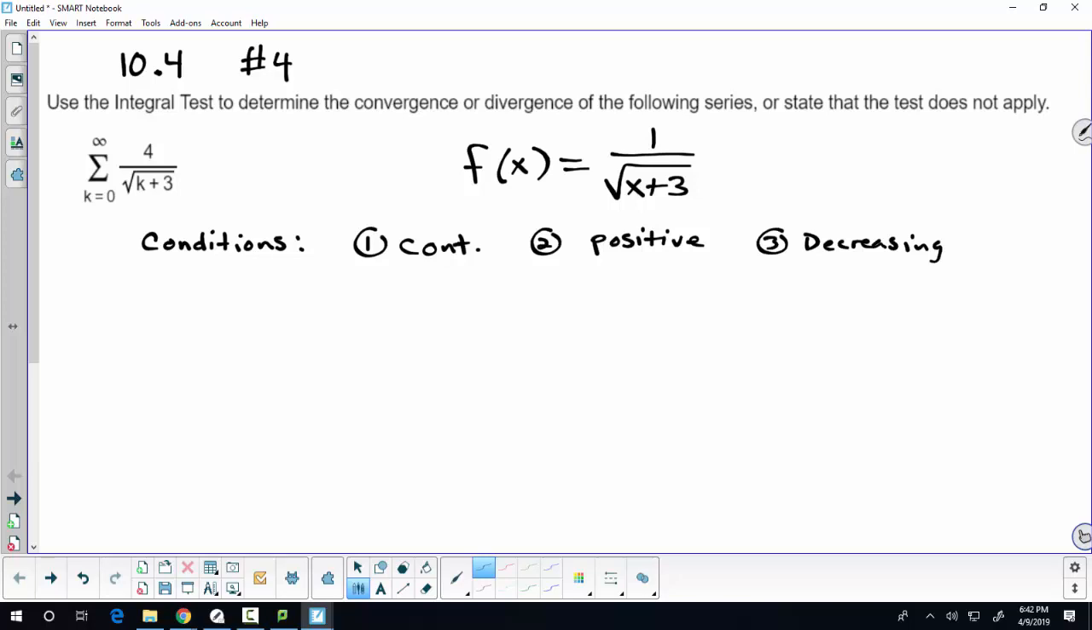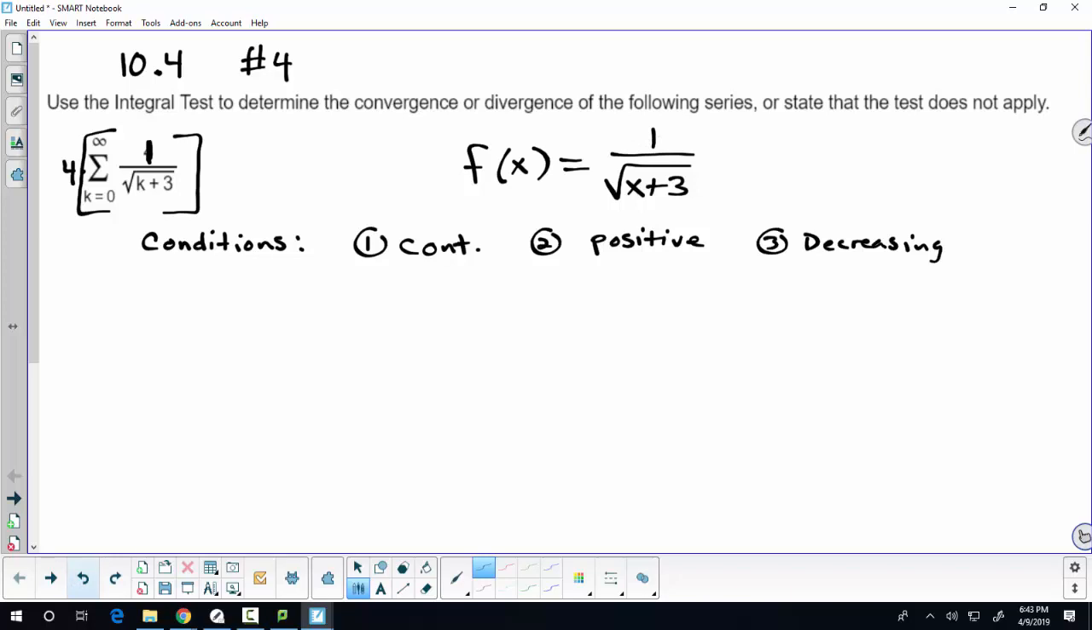Remember, this 4 is a constant. You can think about this as being 1. Really, we're just trying to determine what this series does, because if it diverges, multiplying by 4 still diverges. If it converges, multiplying by 4 still converges. If you want to include that in your function, that's fine too.